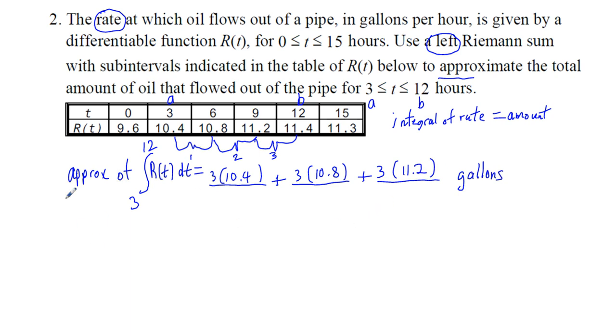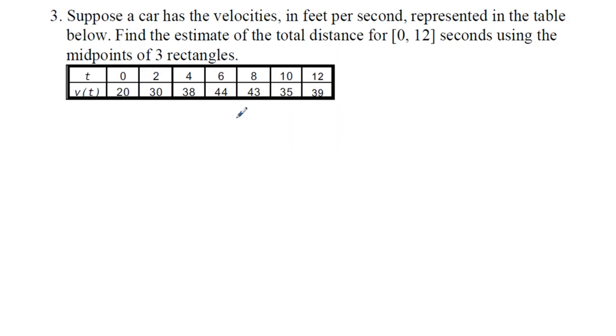So we just check everything to make sure it's right. And then we go on to problem number 3. Suppose a car has the velocities, and again, what are we talking about? A rate in feet per second. So if we're in feet per second and we're using a Riemann sum to estimate an integration, we know what our amount is going to be already. Our answer is going to be the number of feet. And you could say feet traveled. Okay, there's one way you could say it.